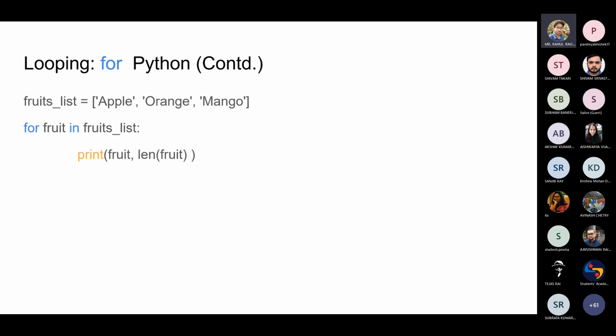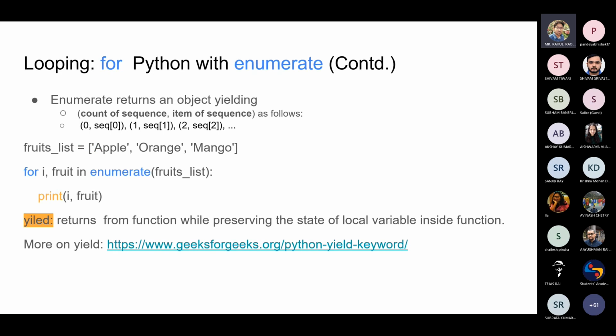So we have seen the basic for loop syntax: for a variable name in sequence, do something with each atom of the sequence. If we want to get the index along with the item, we have to use the enumerate keyword: for i, fruit in enumerate fruits list, print i, fruit.